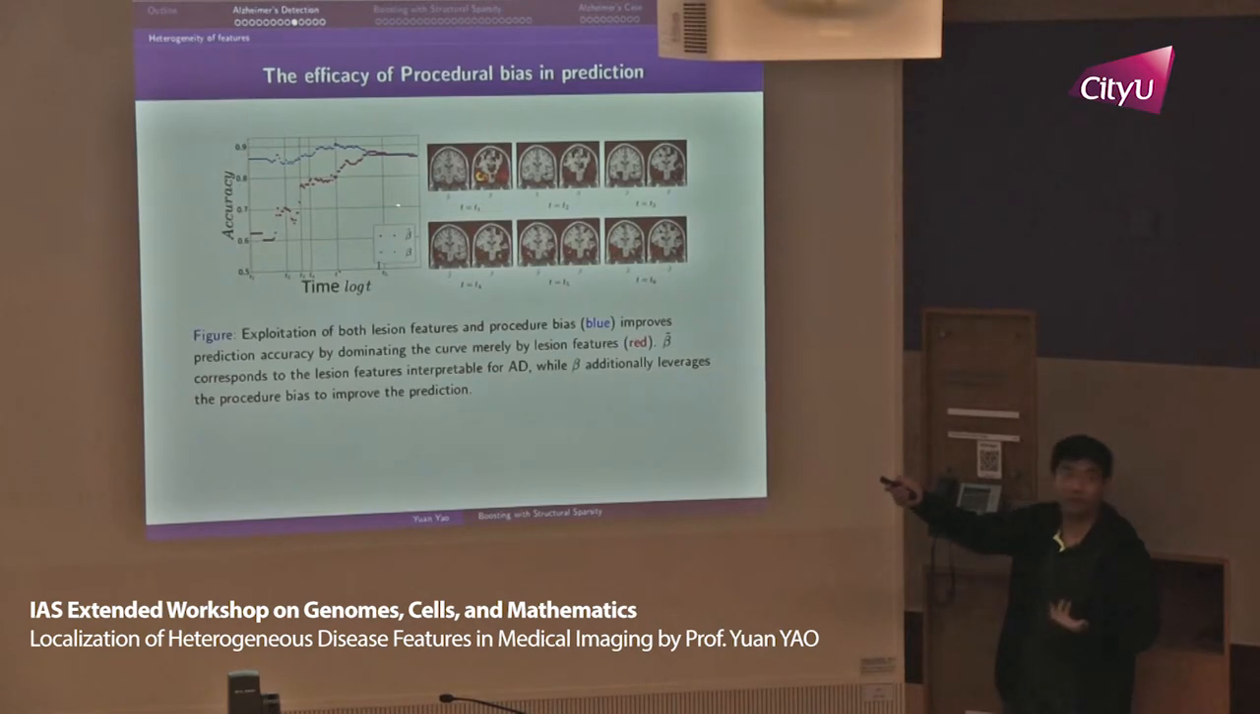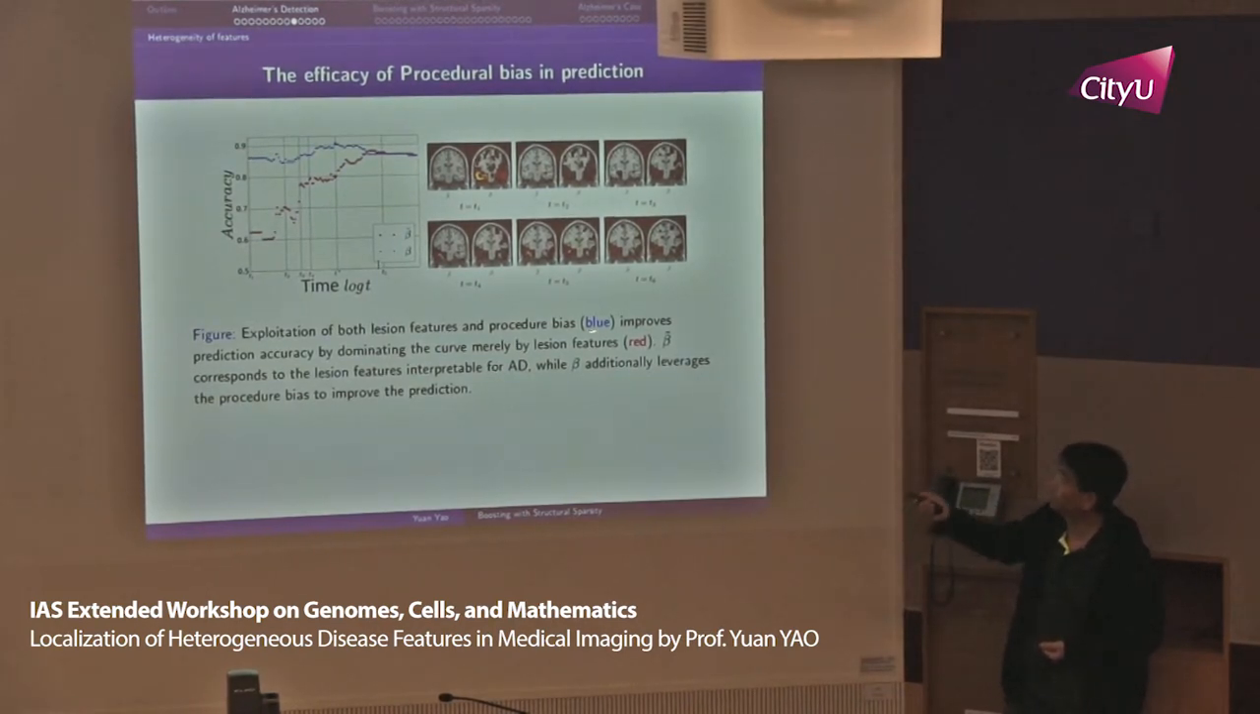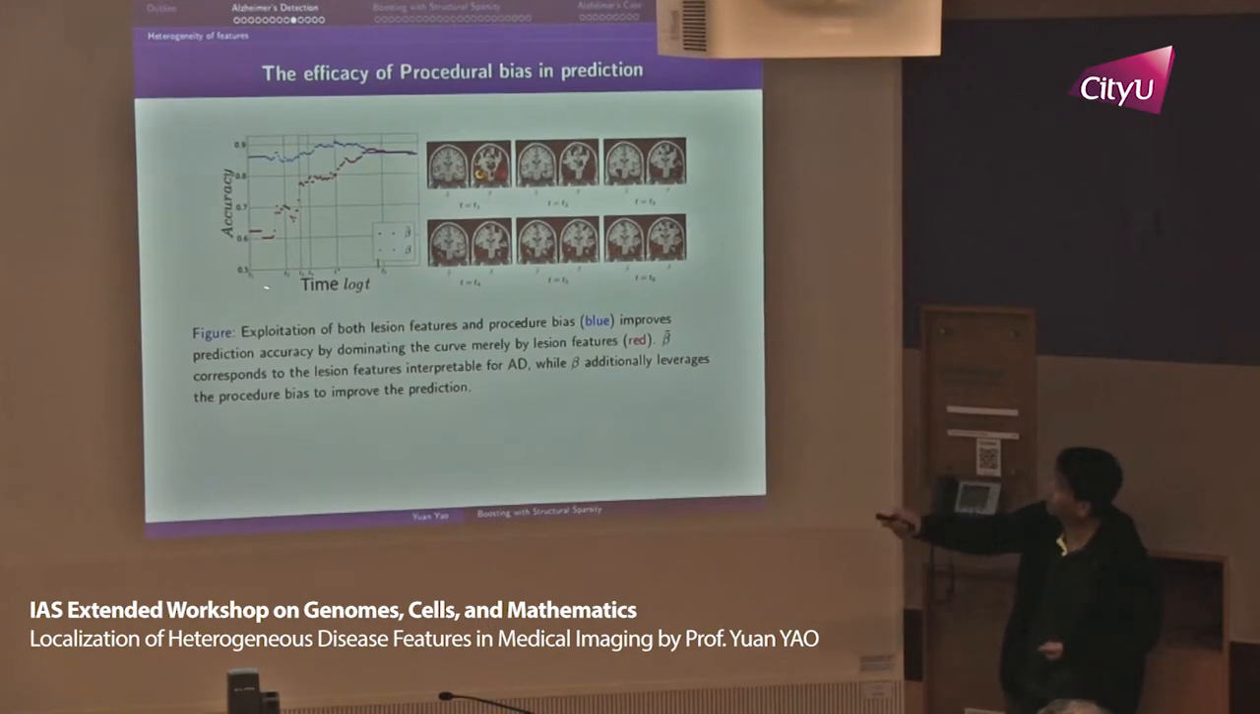But before talking about the algorithm, the gap between the blue and the red curve accounts for the benefit of using the procedure bias. Without using the procedure bias, you can lose a significant percentage of accuracy in prediction. So this is what we really benefit. Along these two curves, we capture several temporal points, and this picture is an illustration of the difference between the lesion feature and the procedure bias.